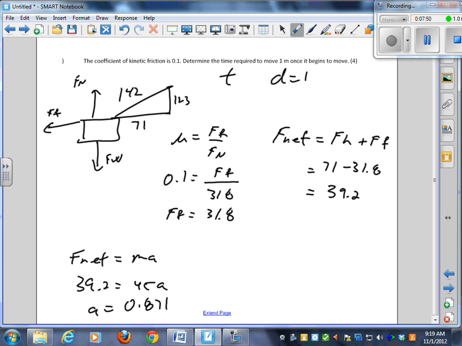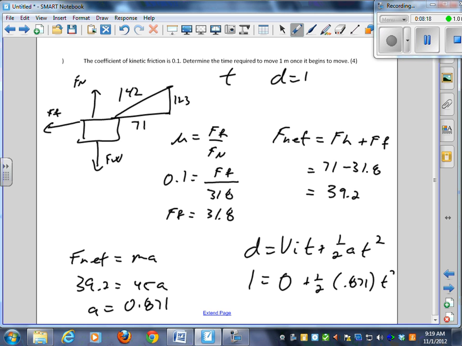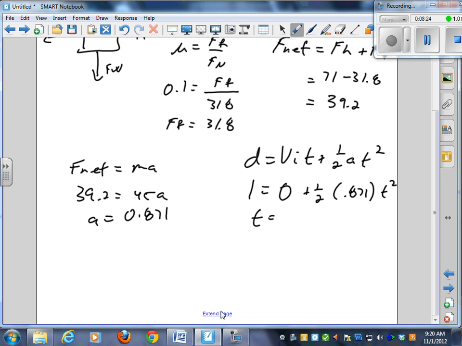And then it's a simple matter of using the kinematics equation Vi t plus 1/2 a t squared. What do you know? Another formula. Hard to believe. We're looking for time? Aren't we all looking for just a little more time? No. 1 meter. Initial velocity is 0. 1/2 the acceleration of 0.871 t squared. You guys can do the math. 1.52 seconds.